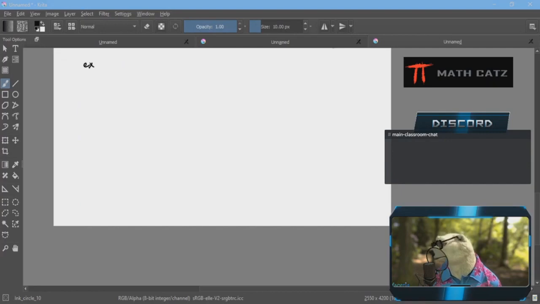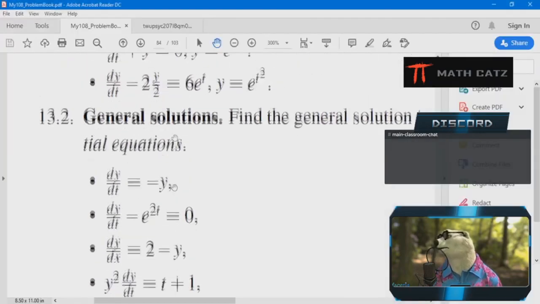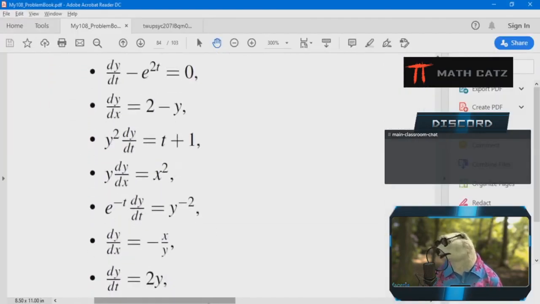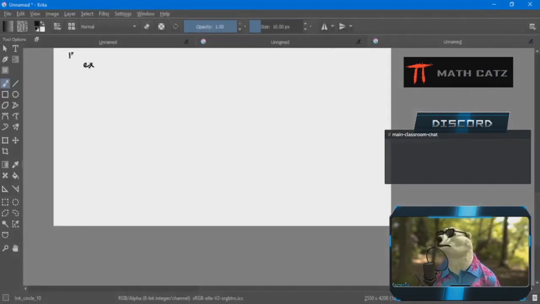So this is now in 13.2, dy dt minus e to the 2t equals 0. This is a differential equation because it has a derivative in it, which means my answers are going to be functions, this time functions in t.